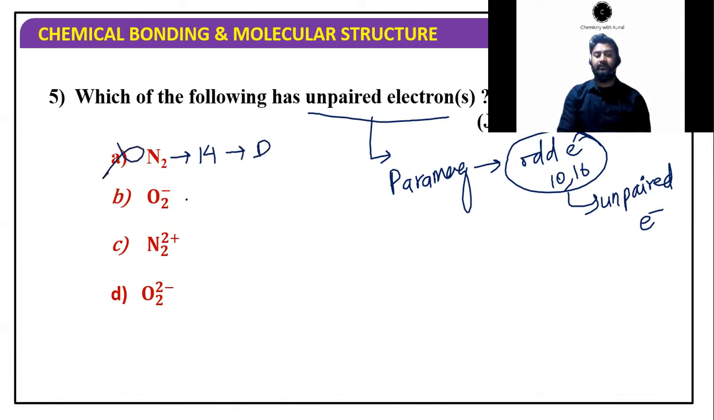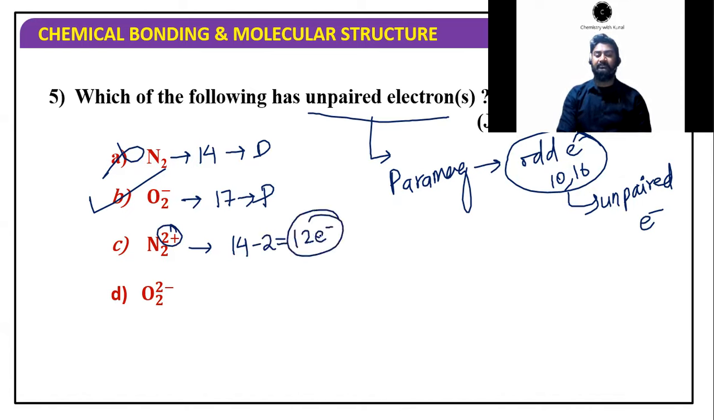So is this the answer? No. O2 minus. How many electrons are there? 16 plus 1, 17 electrons. Is it an odd number? Yes, it is paramagnetic. This is the answer. Although we can check the other options. See, look at N2 2 plus. How many electrons does N2 have? 14. How many are we removing? 2. So how many electrons does it have now? 12. Is it an even number and not 10 or 16? Yes, this is diamagnetic. So not our answer.